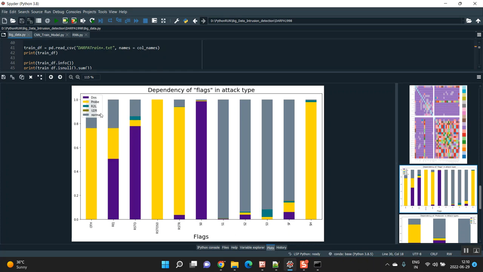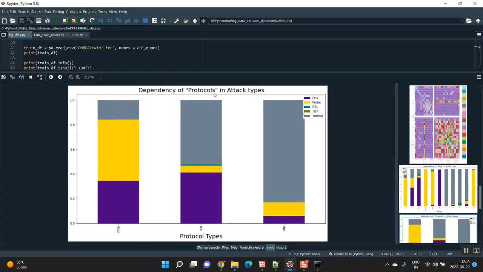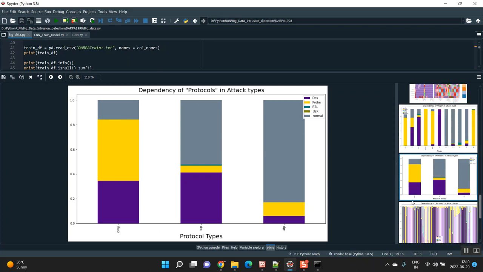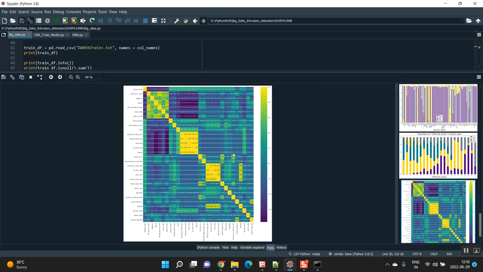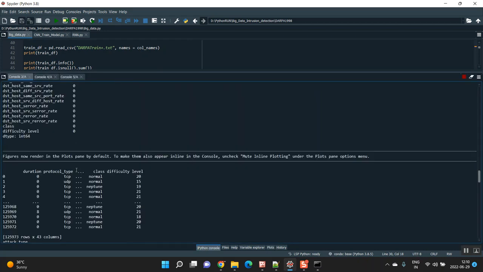On these flags, the DOS will be this much percentage, probe will be this much percentage, and also the attack types based on the protocols. We are using the protocols ICMP, TCP and UDP. Based on these protocols, we are segregating how much is DOS attack, probe attack, R2L, U2R and normal. On the same basis, these are all the service types available in the data set. Based on that, we show how much percentage is DOS, probe, R2L, U2R and normal. So we are calculating the complete flow which you had informed me.